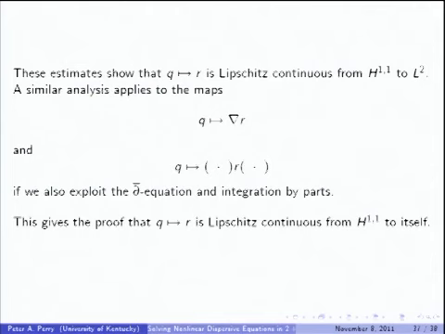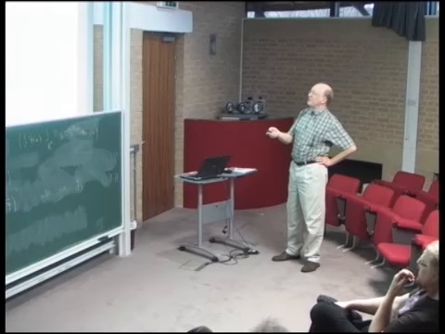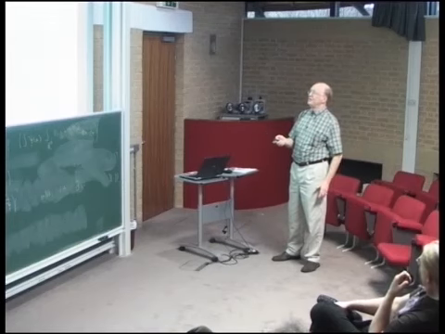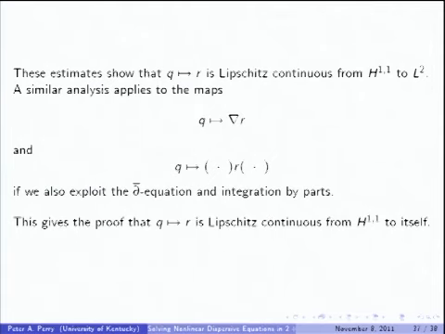Okay, so now in order to control the map from Q to R in the way that I want, that is, from H into H11, I also need to look at the maps from Q to the gradient of R and from Q to R times a weight. And it's exactly the same story if you exploit the d-bar equation and integration by parts and use exactly the same techniques. And it just works out in the correct balanced way. Again, a sign that this is really the right space for this problem. And it's these techniques that give the proof that the direct scattering map from Q to R is Lipschitz continuous.